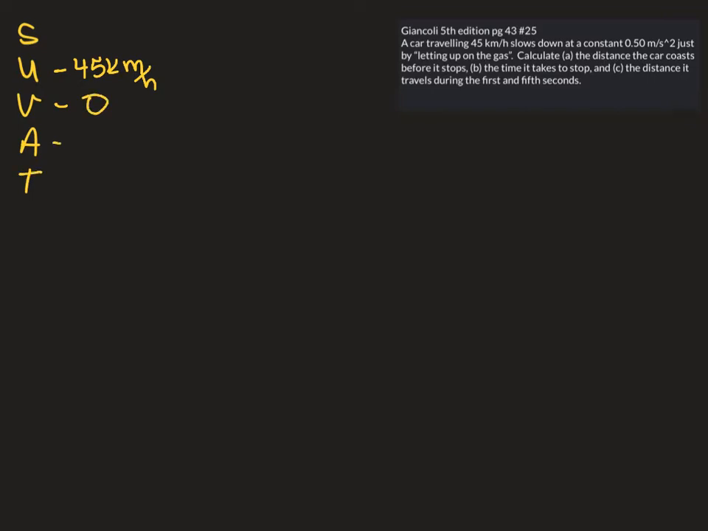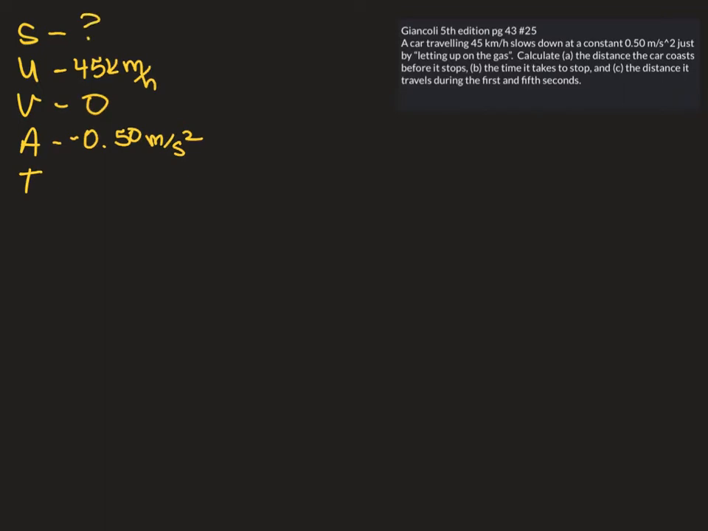We have our acceleration, and I'm going to write it as negative 0.5 meters per second squared. That's important because my initial speed was 45, and I've written it as a positive number. So the fact that it's slowing down in a positive direction means I need to have a negative value there. The last thing I always recommend is to put a question mark on the letter you're looking for. In this case, distance. Don't forget that's what S stands for.